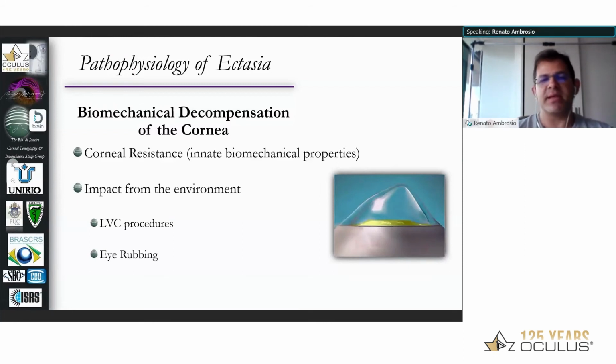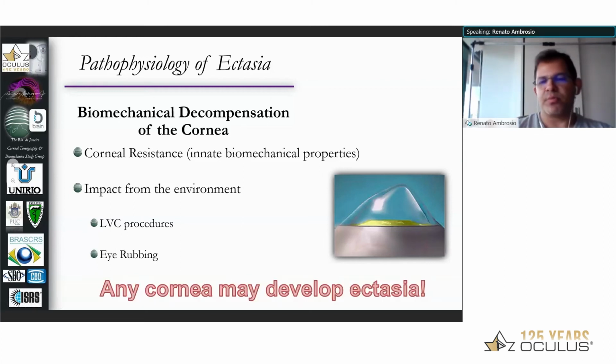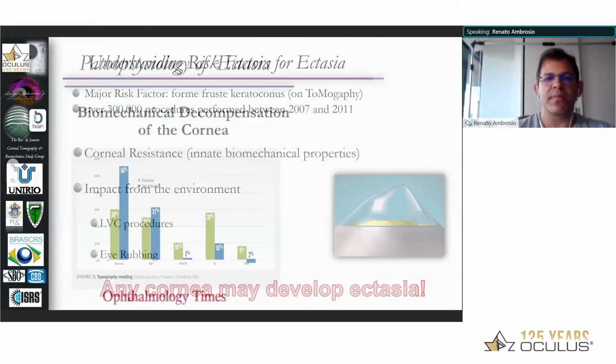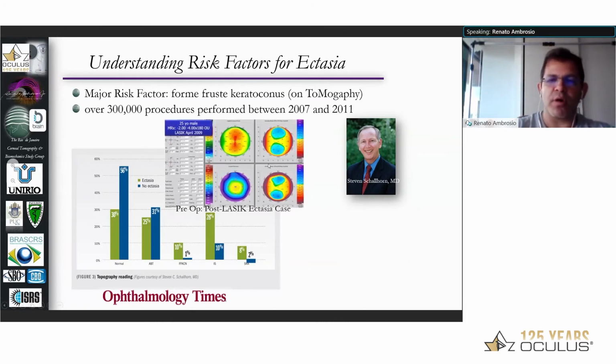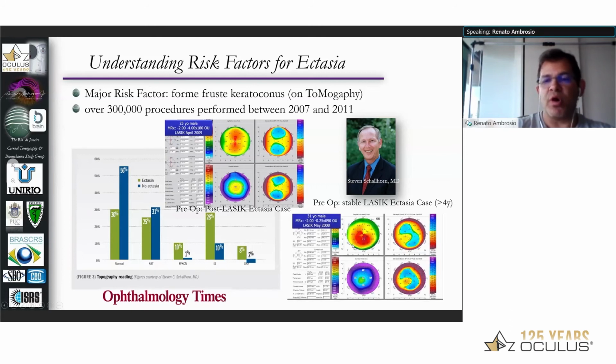Actually, any disease in medicine can be looked at this scenario, and eye rubbing along with laser vision correction procedures will be very important. A very major point is that any cornea may develop ectasia, considering the impact and the resistance. A very nice series of cases with over 300,000 LASIK procedures was demonstrated by Steven Schallhorn, in which you can get cases with a normal topography and even tomography in the ectasia cases, actually 30% of these cases, and also cases with a pre-op abnormal topography and tomography, it would be 1% of the stable no ectasia cases.